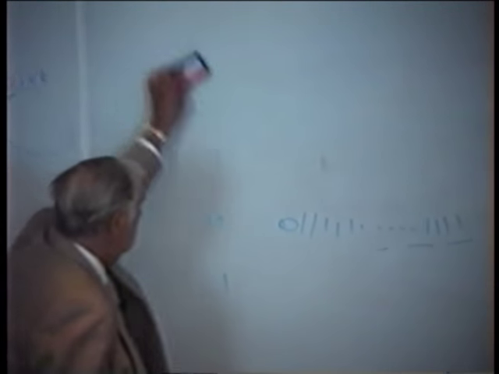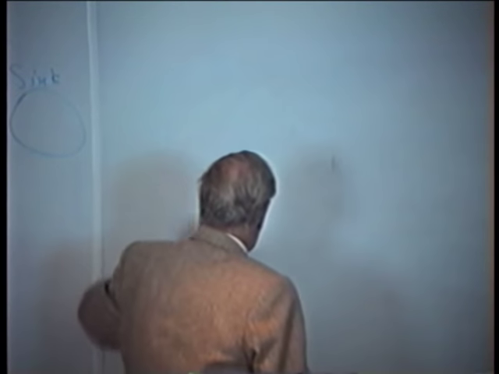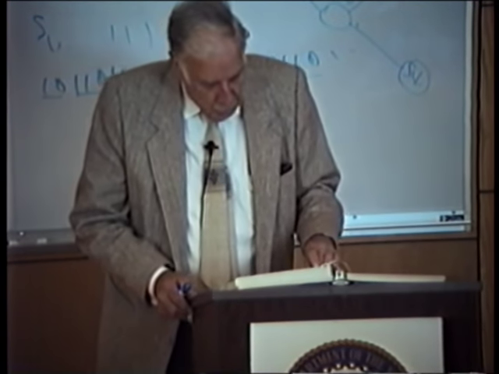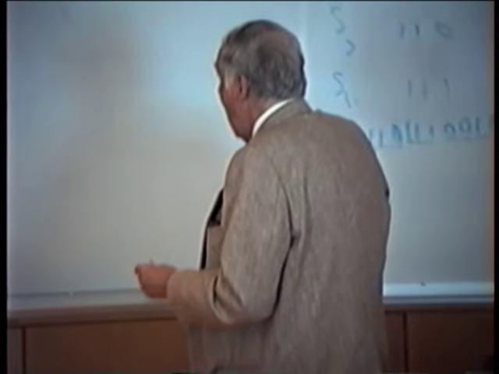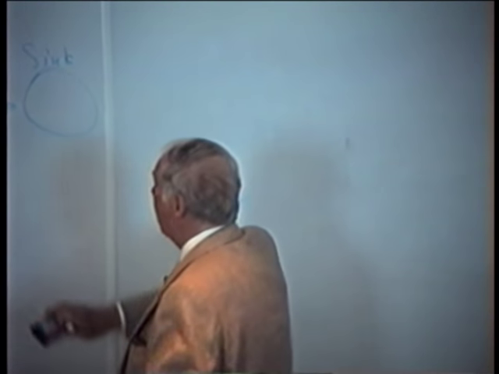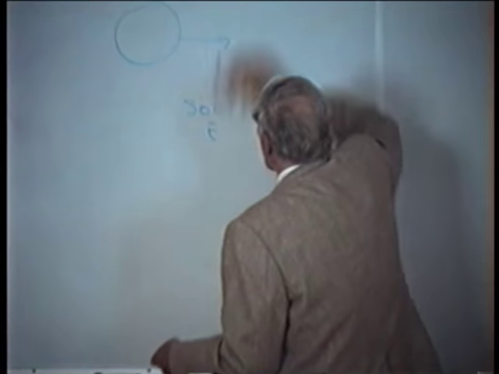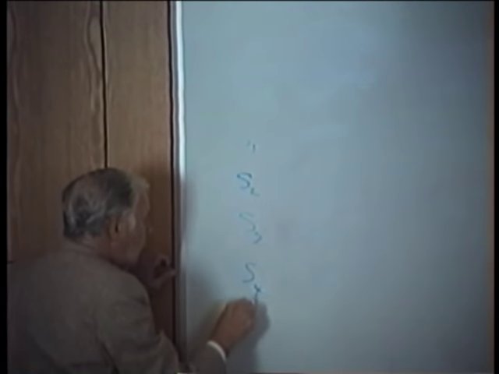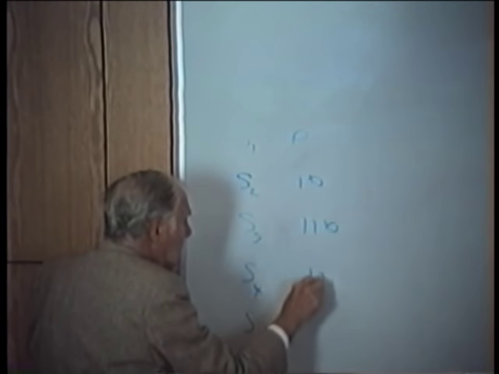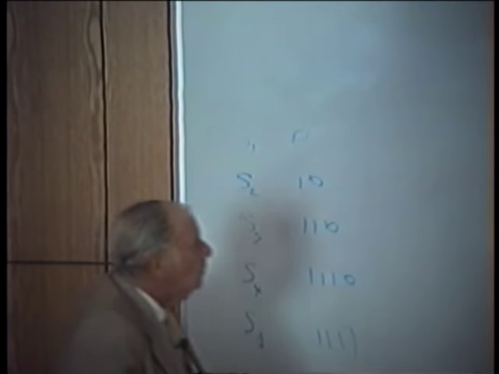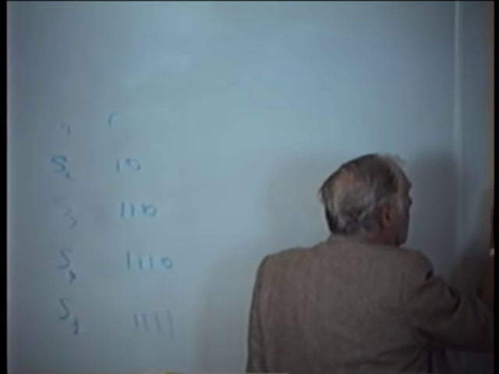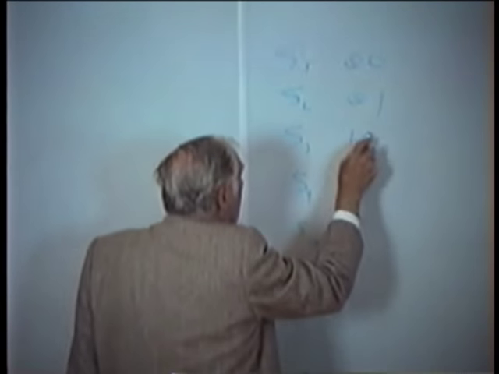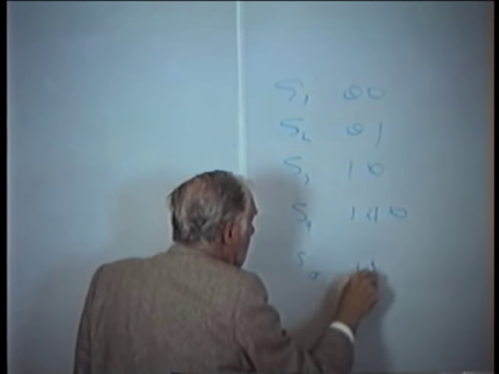I think the next thing I want is the Kraft inequality, but I better peek to make sure I'm not forgetting something. Oh, let's do two examples first. I'm going to have five symbols. And since we have got lots of blackboard space, we'll just have to erase. One code. The other code. I assert they both have decoding trees.